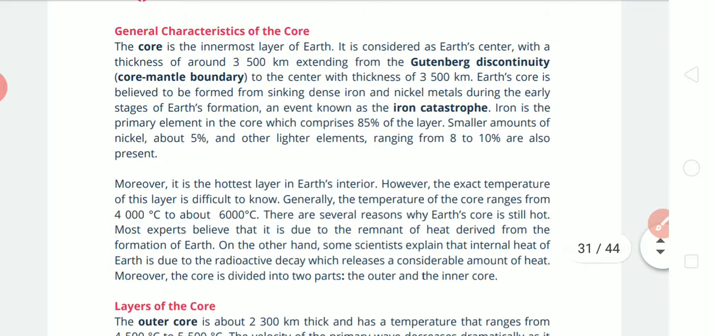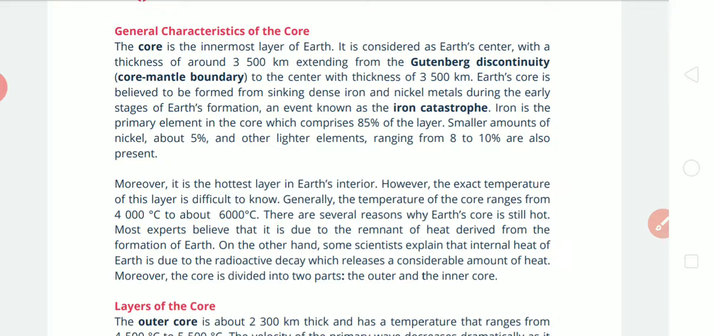Moreover, it is the hottest layer in the Earth's interior. However, the exact temperature of this layer is difficult to know. Generally, the temperature of the core ranges from 4,000 degrees Celsius to 6,000 degrees Celsius. There are several reasons why Earth's core is still hot.